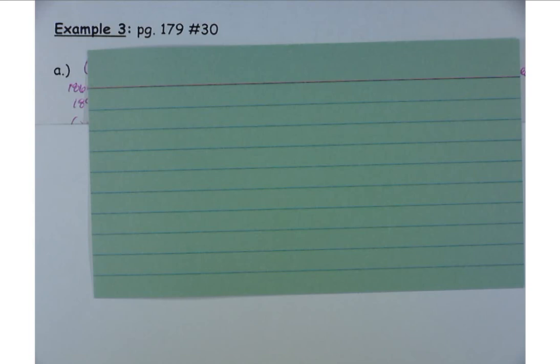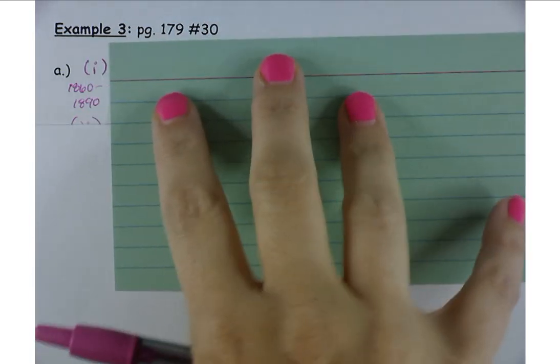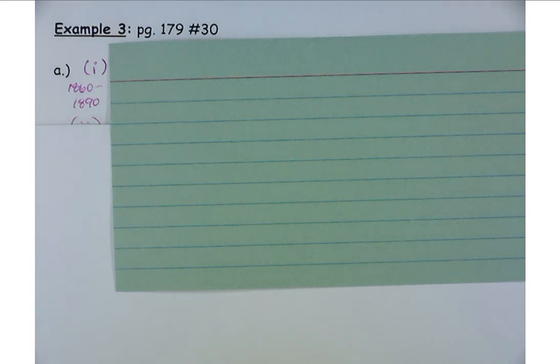So they give you, for part A, 2 parts, a 1 and a 2. Max, for part 1, what do we have to find? You have to find the difference in price between 1860 and 1890. Yep, 1860 and 1890. So how many years are there between 1860 and 1890? 30 years, so that's going to be our denominator.